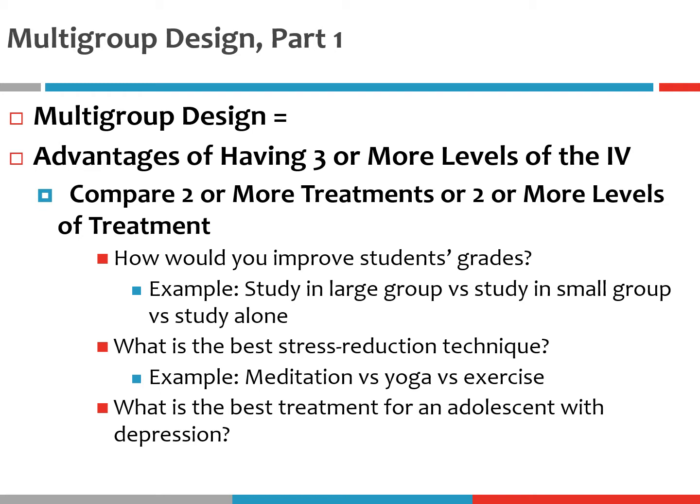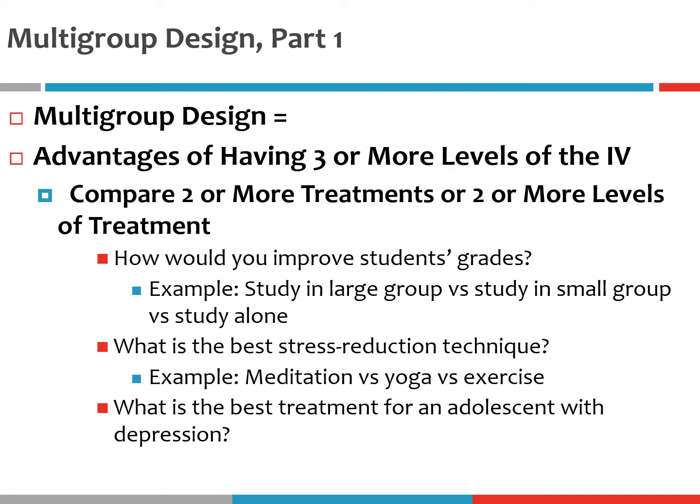What's the best treatment for an adolescent with depression? Would it be pills, antidepressants? Would it be therapy? Or you can actually add different types of therapy. So you can give one group medication, one group therapy, and the third group can get both, medication and therapy. You can make a combination group.